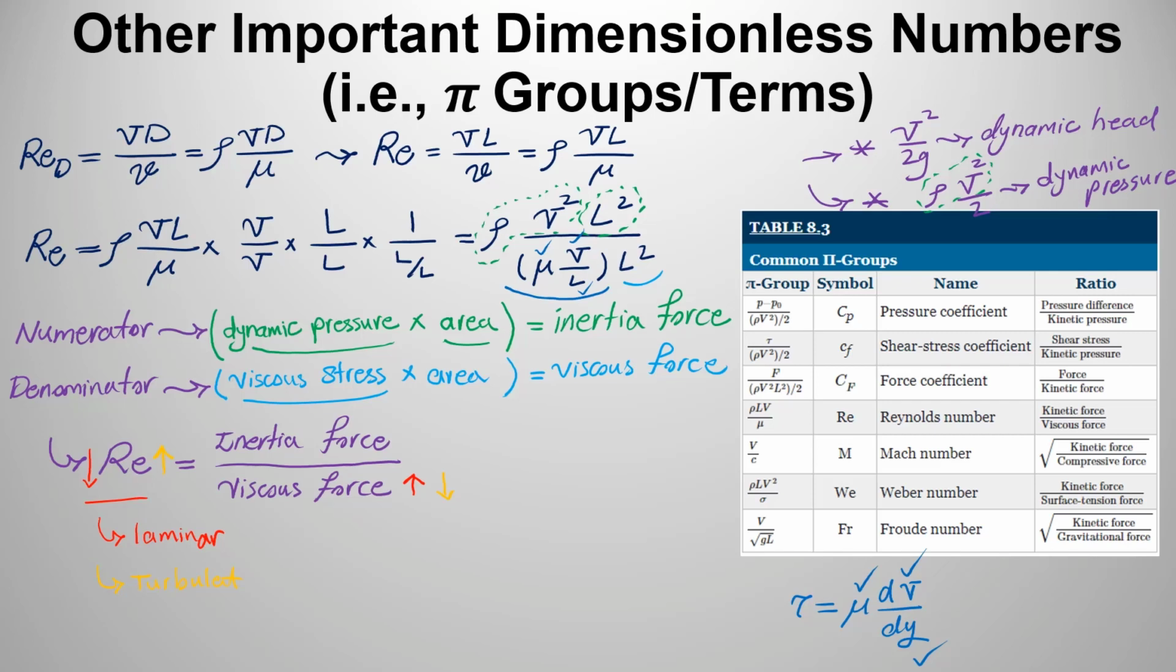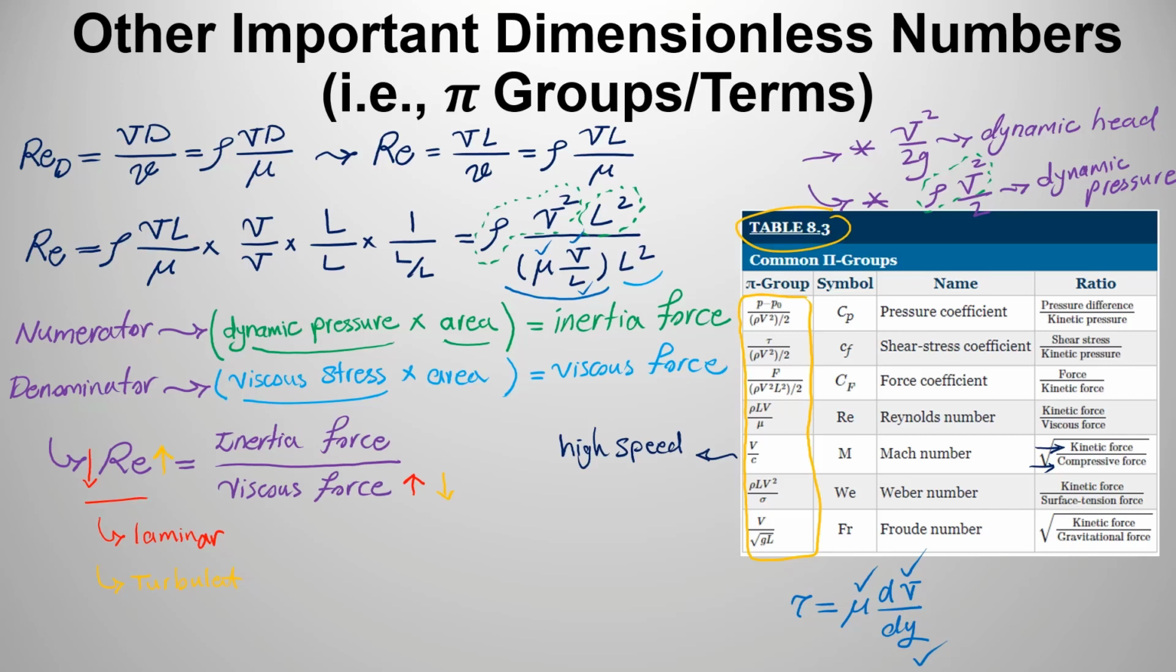Every single one of these pi groups or dimensionless numbers that I have listed over here, and basically this table is table 8.3 of your textbook, they can be used in specific use cases. For example, let me talk about some of them. Here we have a number called Mach number, which is velocity divided by velocity of sound, the standard velocity of sound. So as you can see over here, it is a fraction of kinetic force or inertial force divided by compressive force. So whenever you have high speed or high velocity, instead of using Reynolds number, you will use Mach number.